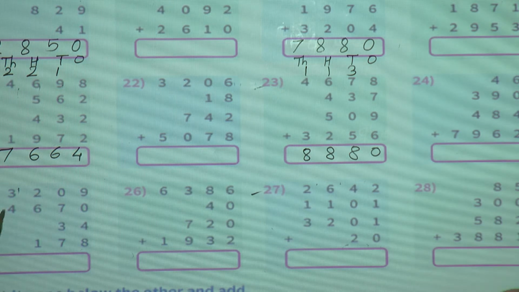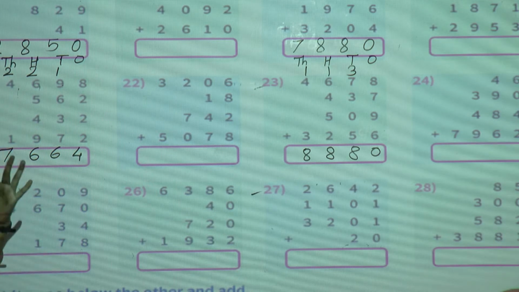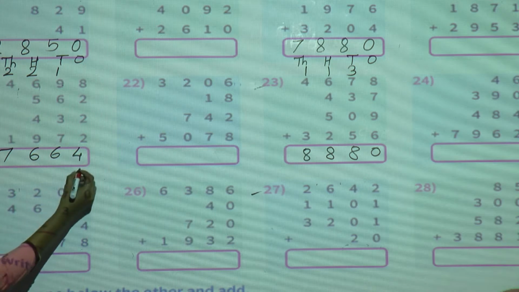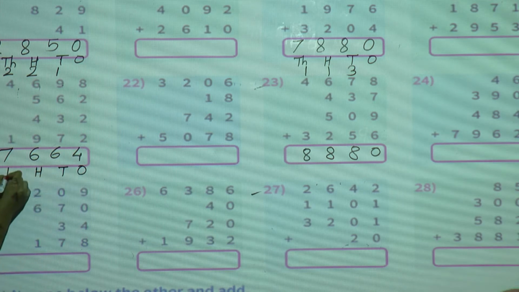Now students, we will see this example, number 25. Here two numbers are 4-digit numbers. The third one is a 2-digit number and the last number is a 3-digit number. So first of all we will write their places: ones, this is tens, this is hundreds and this is thousands place.